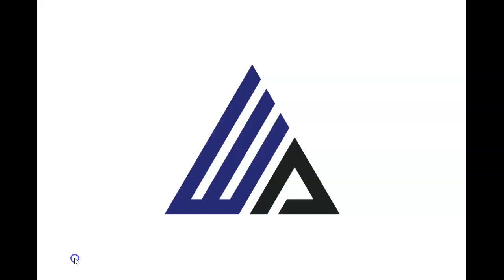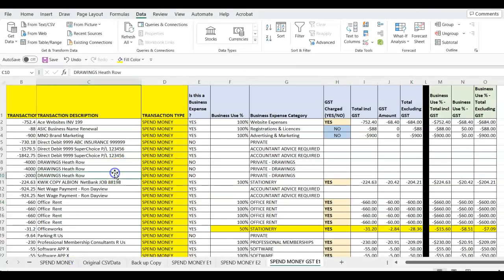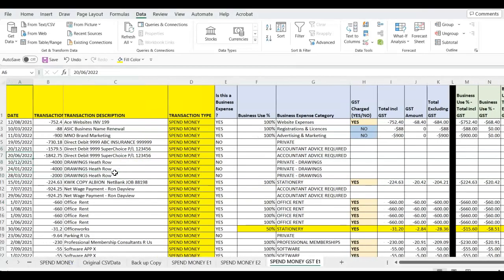Today in this video we're going to work through some spend money bank account transactions from a business bank account for a business that is GST registered. Let's begin. What we see on the left hand side of the actual bank transactions: date, transaction amount, transaction description.